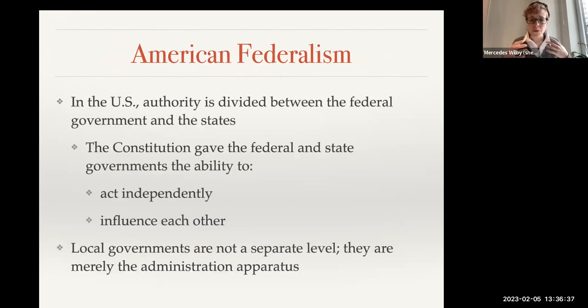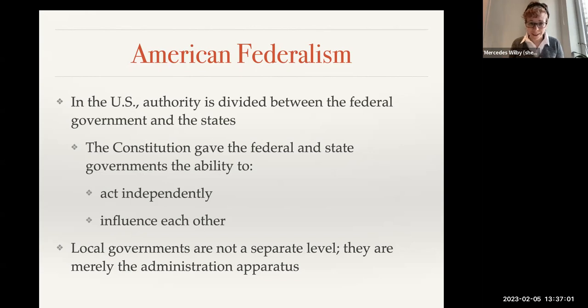So we developed a sort of hybrid model called federalism. And federalism is not unique to America. We didn't invent it. It's actually somewhat loosely based on the system of government used by several Native American tribes at the time, and has been tried and used elsewhere as well.